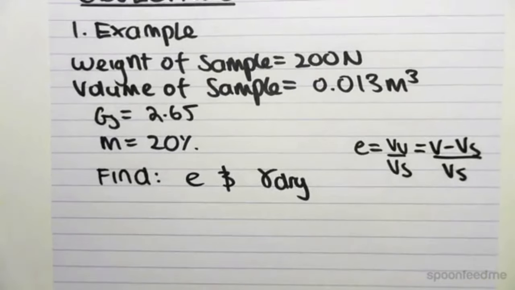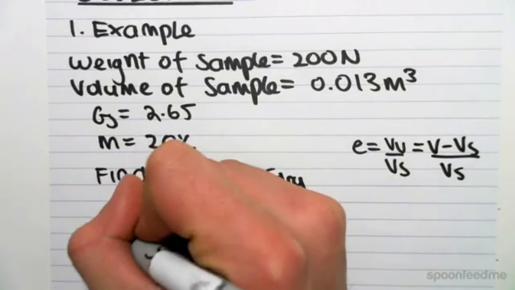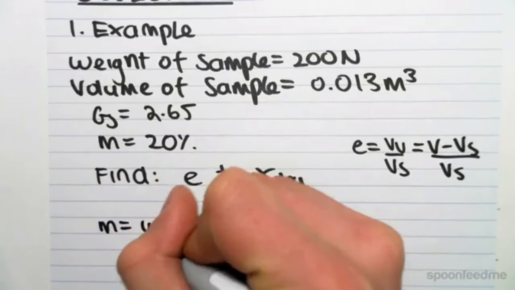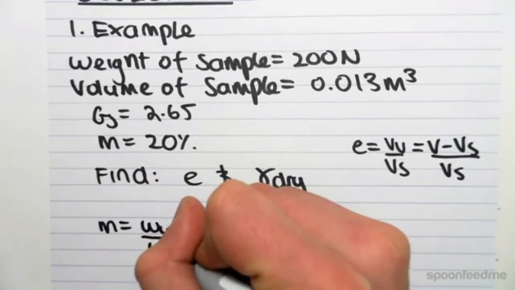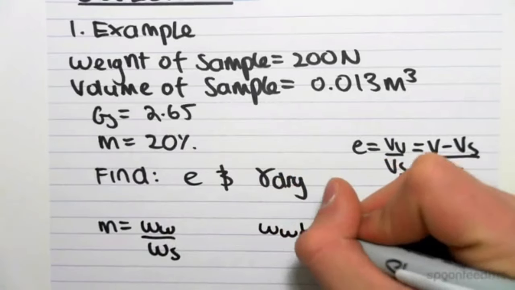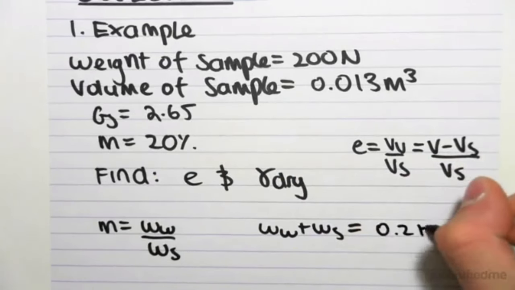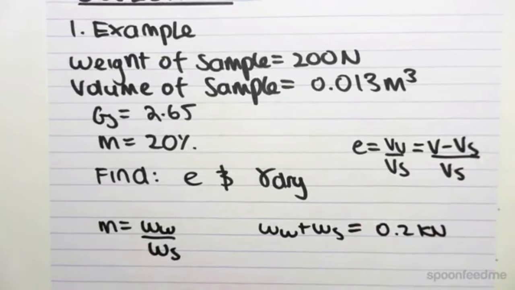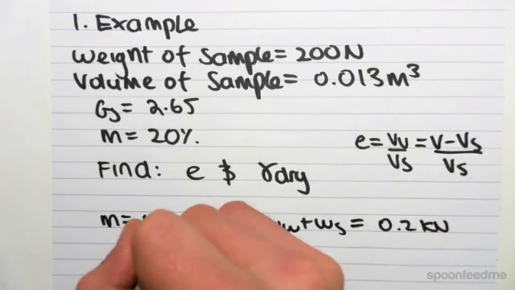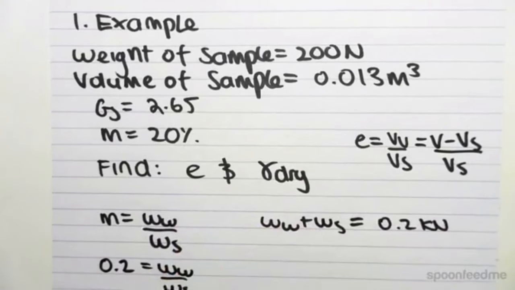So the way we're going to go about that is that we know the moisture content equals the weight of the water over the weight of the solid. And we also know that the total weight is the weight of the water plus the weight of the solid, because we don't have weight of air, which equals 0.2 kilonewtons. We can substitute in for the moisture content, which is 0.2, the same as 20%, equals weight of water over weight of solids.